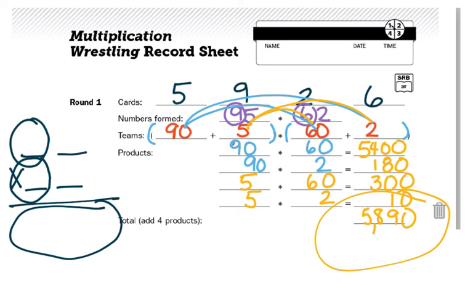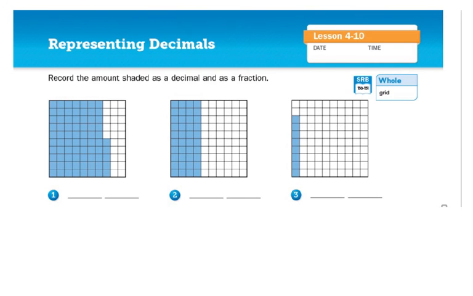The winner of this round is the person with the largest product. All right, so you'll be playing that with your partner in our math small group. But let's go ahead and just review a little bit with decimals on page 133.